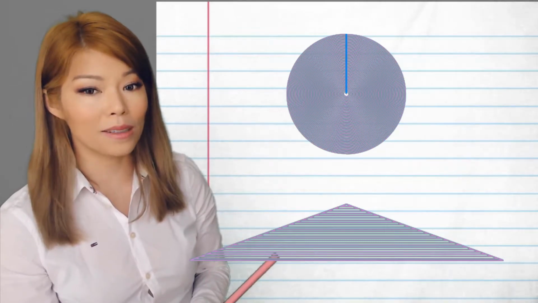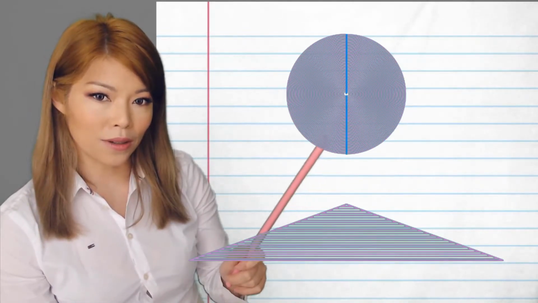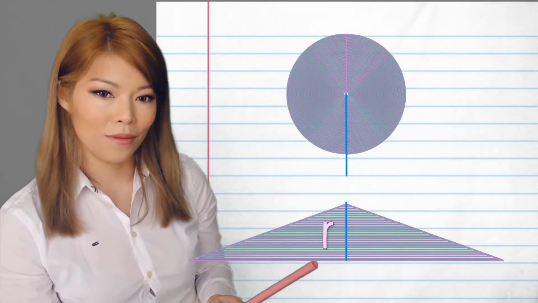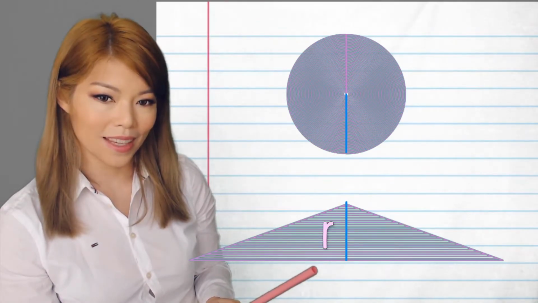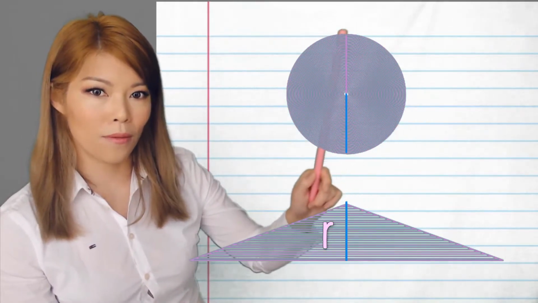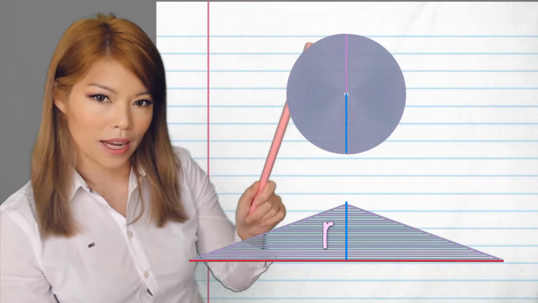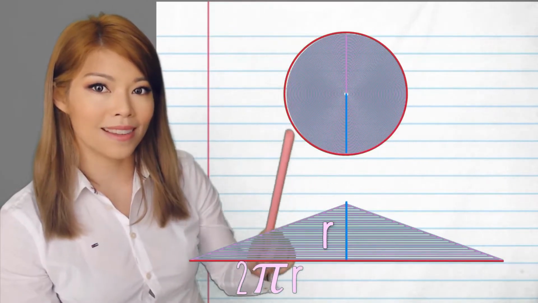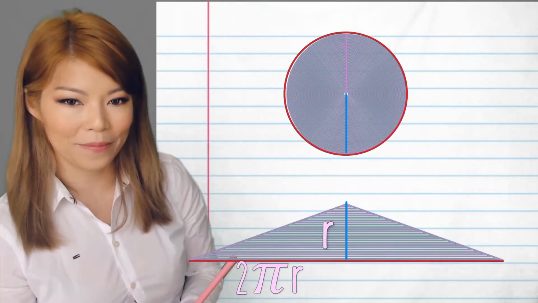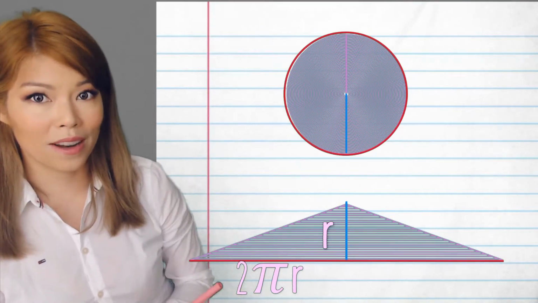It's a triangle, and the height of the triangle is the same as the radius. And the base of the triangle, so remember it was a string, we took that one out first, the base of the triangle is the same as the circumference of a circle, or in other words 2 pi r. Now we can use this to find the area of a triangle.